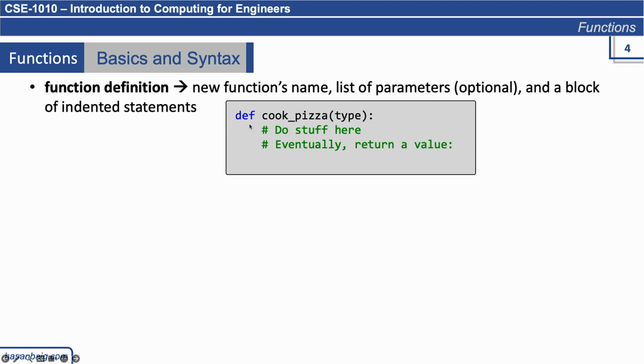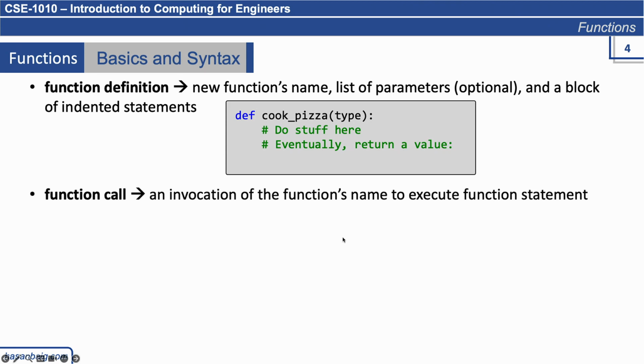The function definition is written with the keyword def, which corresponds to definition, and you give a name, like cook_pizza. In the parentheses you specify the number of inputs or parameters, and you do whatever you want to do in the indented block of code.